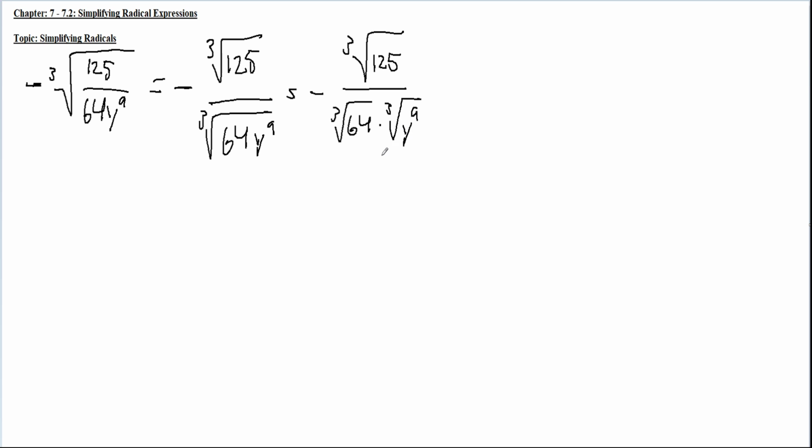And from here, you should be able to evaluate it. So the cube root of 125 is 5, and then the cube root of 64 is 4, and then the cube root of y to the 9th is y to the 3rd. And that would be my final answer, okay? So notice that the negative symbol never interfered with the radicals at all. It just stayed out front, and that's how you want to keep it. So just make sure that if you're trying to evaluate a negative radical, that you always keep that negative sign out front, okay?